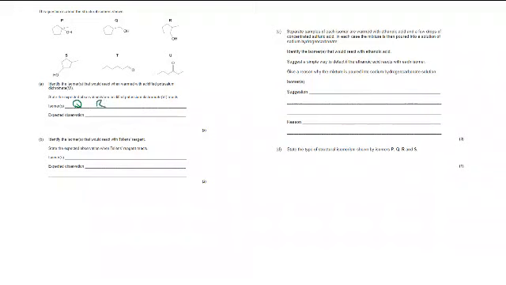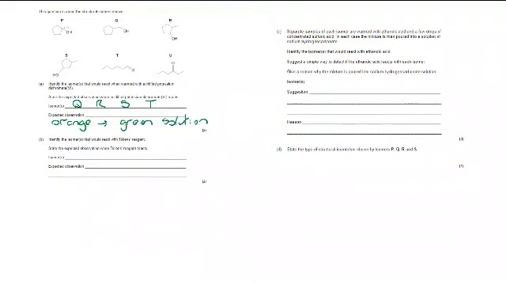The expected observation with acidified potassium dichromate(VI) is that it will change from an orange to a green solution. For part B, identify the isomer or isomers that would react with Tollens' reagent. Again, this has got to be exact if there's more than one. What would be the expected observation with Tollens' reagent? Well, actually, in this case, there is only one aldehyde. So we're looking for T. And with Tollens' reagent, you've got to remember the observation is that we would form a silver mirror.